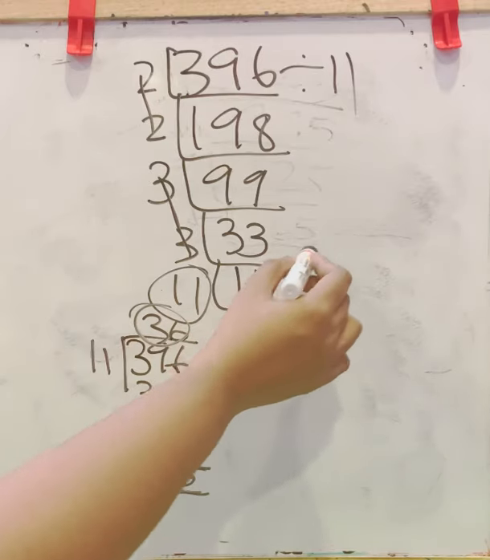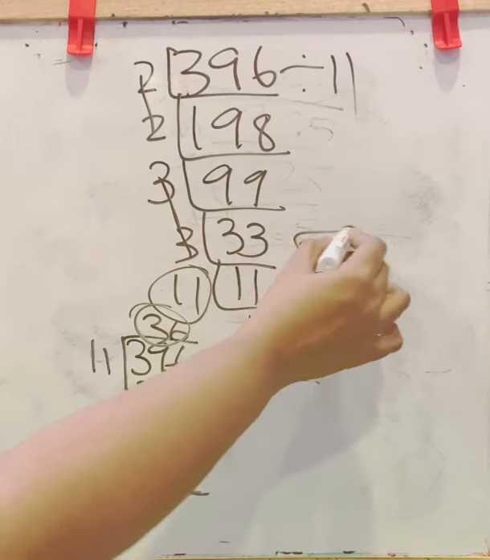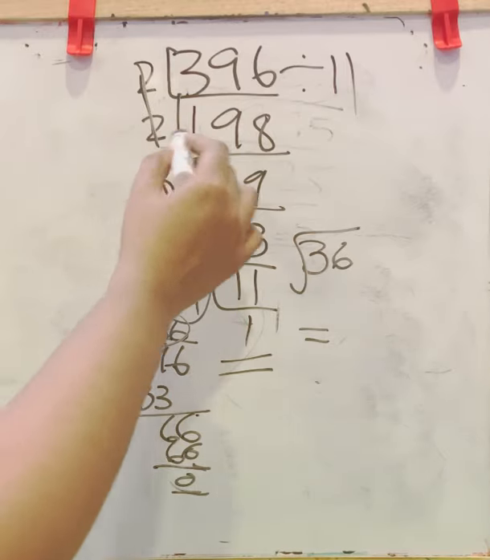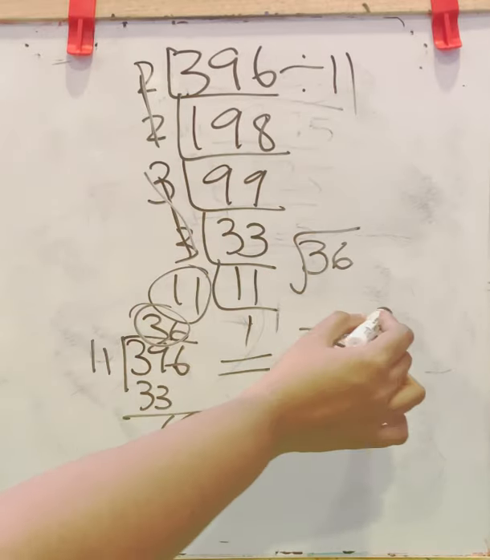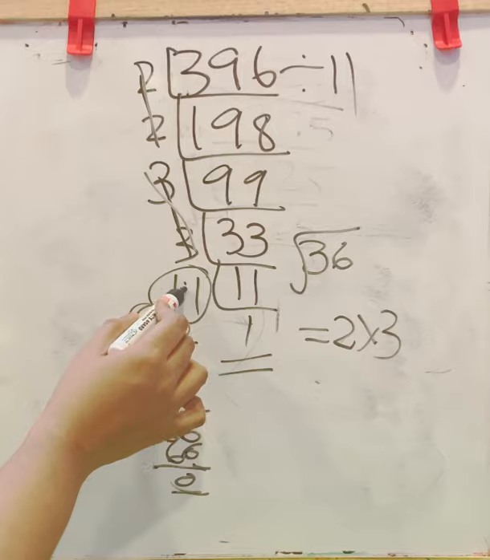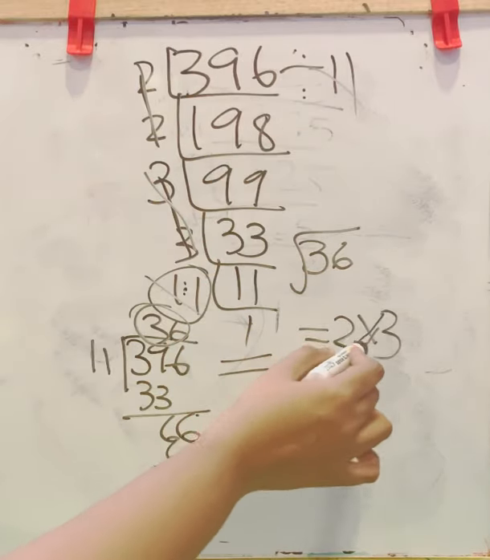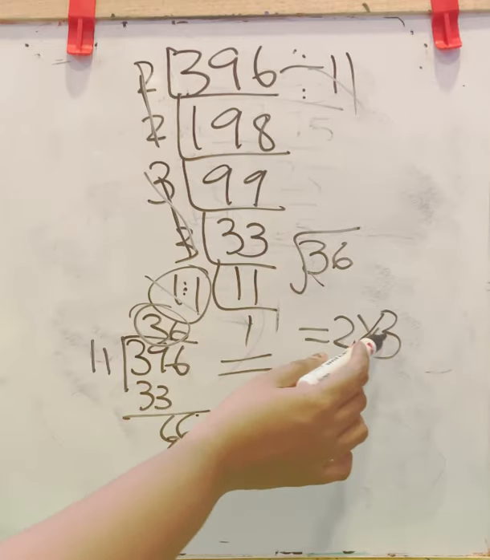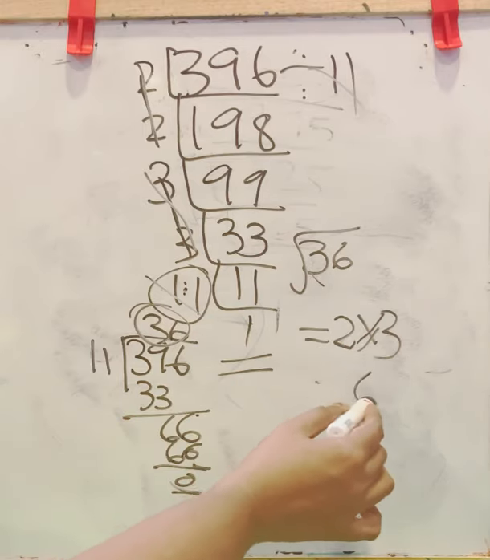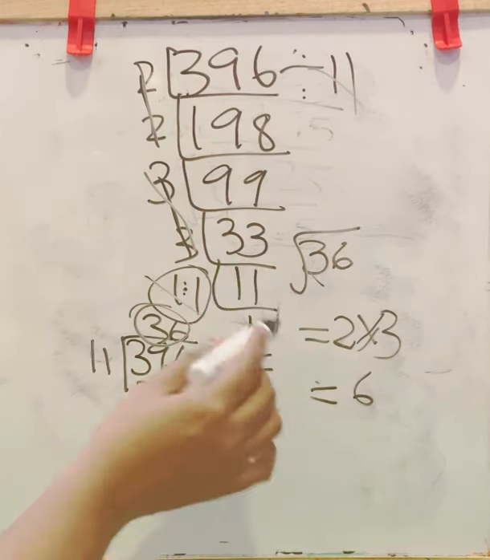36 is the quotient. 36 is a perfect square, and for that you have 2 and 3. Don't consider this 11. We divided with 11 and cancelled that 11. So this is the new perfect square number, and this is the square root. 2 3s are 6. Root 36 is 6.